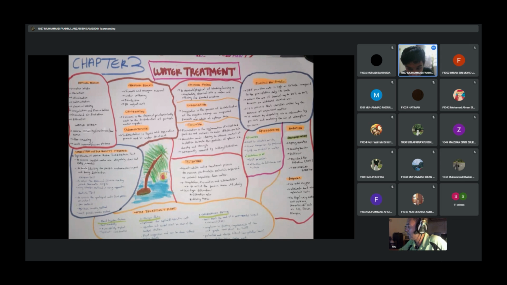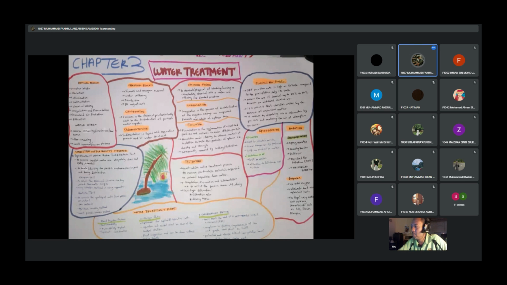Then filtration. It is the most reliable water treatment process to remove particulate material, suspended or colloidal impurities from water. Coagulation, flocculation, and sedimentation are used to assist the process more effectively. The two types of filtration are by filtration rate and by driving force.